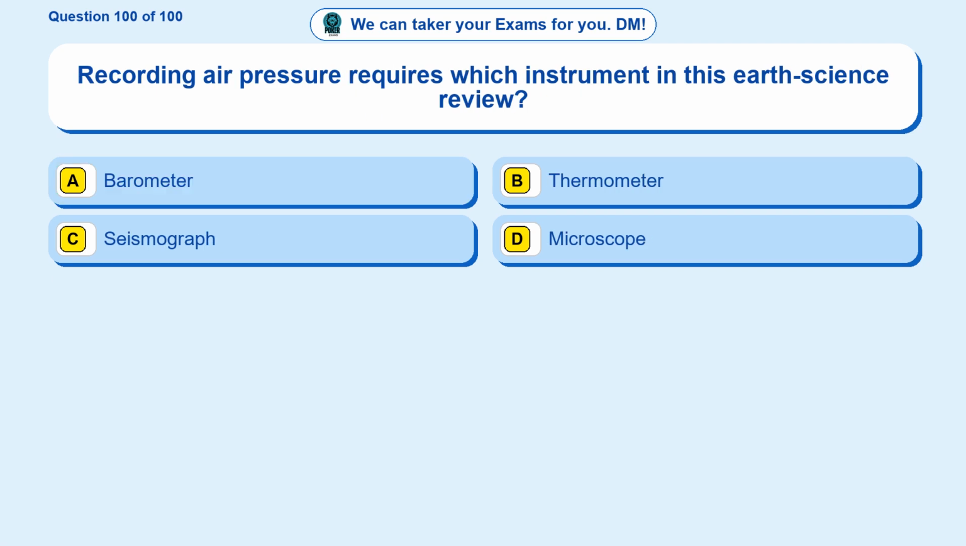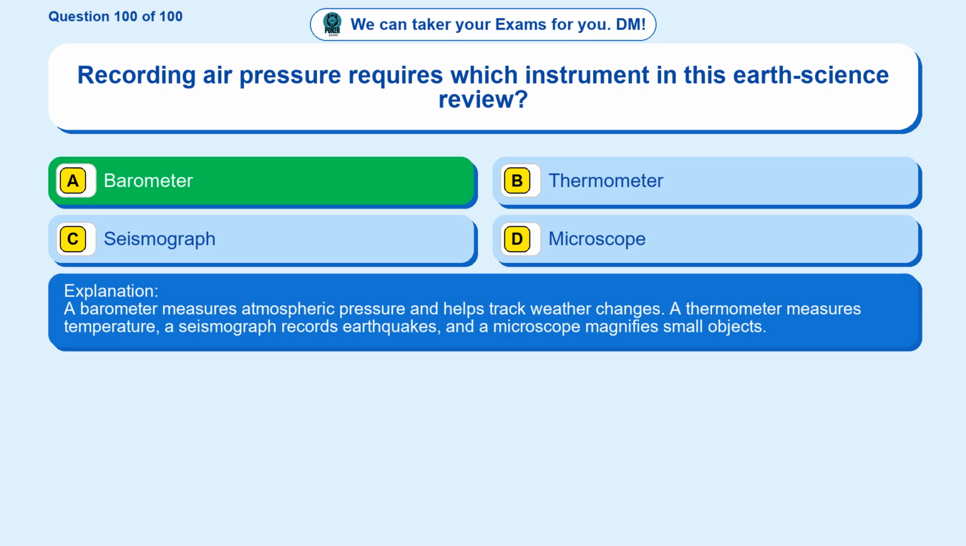Question 100. Recording air pressure requires which instrument in this Earth Science Review? Option A, barometer. Option B, thermometer. Option C, seismograph. Option D, microscope. The correct answer is option A. Barometer. A barometer measures atmospheric pressure and helps track weather changes. A thermometer measures temperature, a seismograph records earthquakes, and a microscope magnifies small objects.